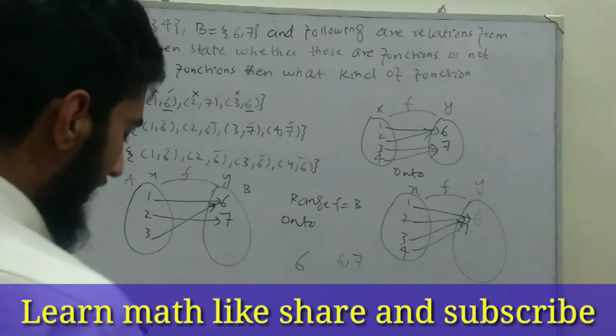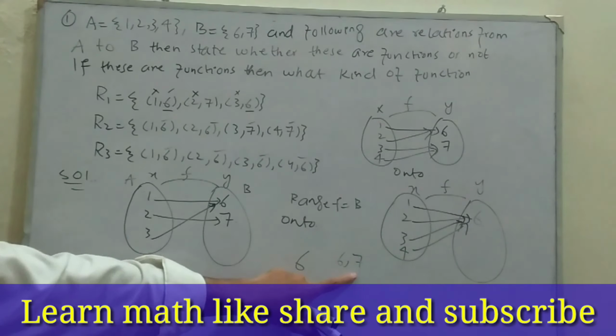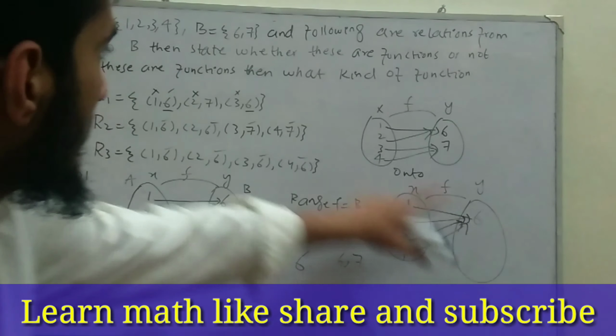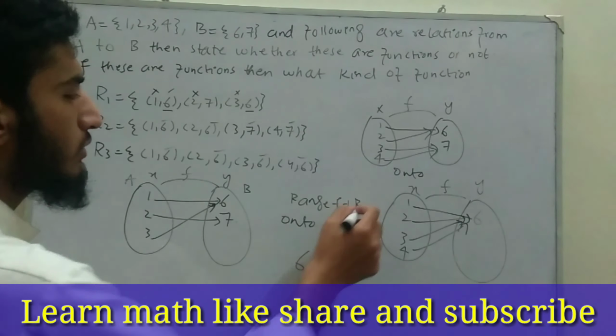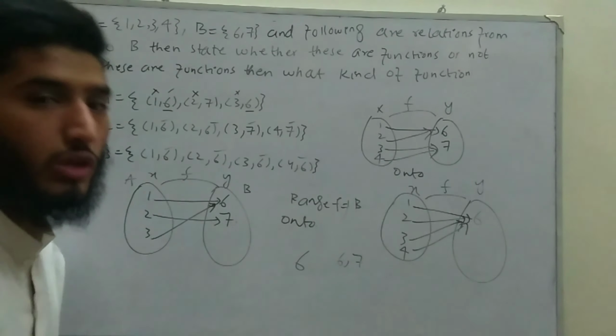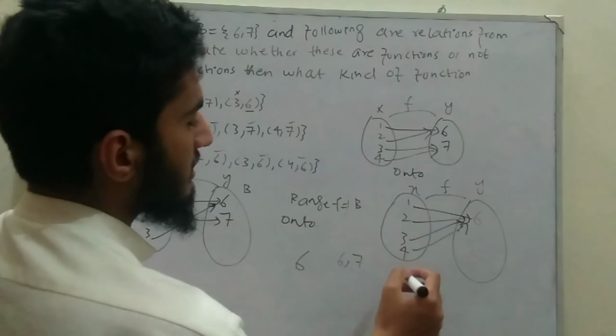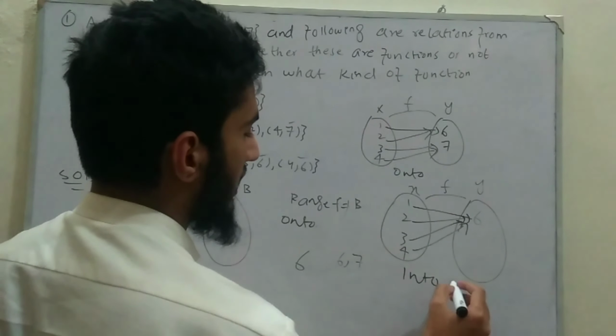So when the range of a function is not equal to B, it means that the function will be an into function. So in this case, the relation number 3 is an into function.